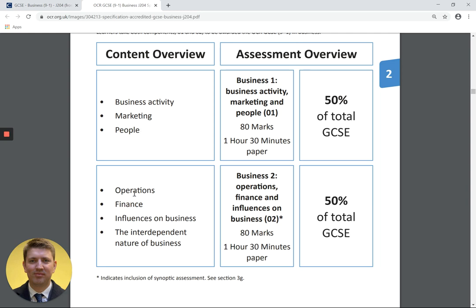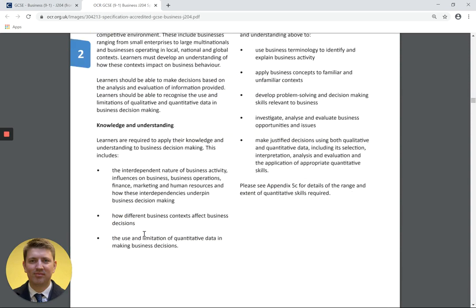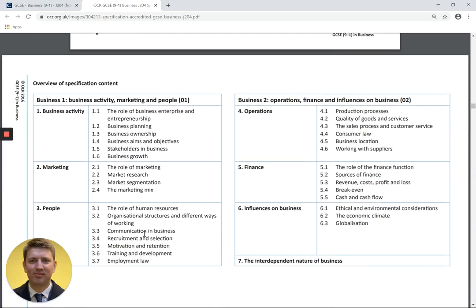But if we can get people and operations done by the time we go back in September, and then in September we can do finance, influences on business, and we're pretty much done. So I'm not too worried at the moment. I still think we can get all of this done, and we'll get you ready for the exams at the end of year 11. Yeah, so moving on, skip the next page and then have a look at this page.